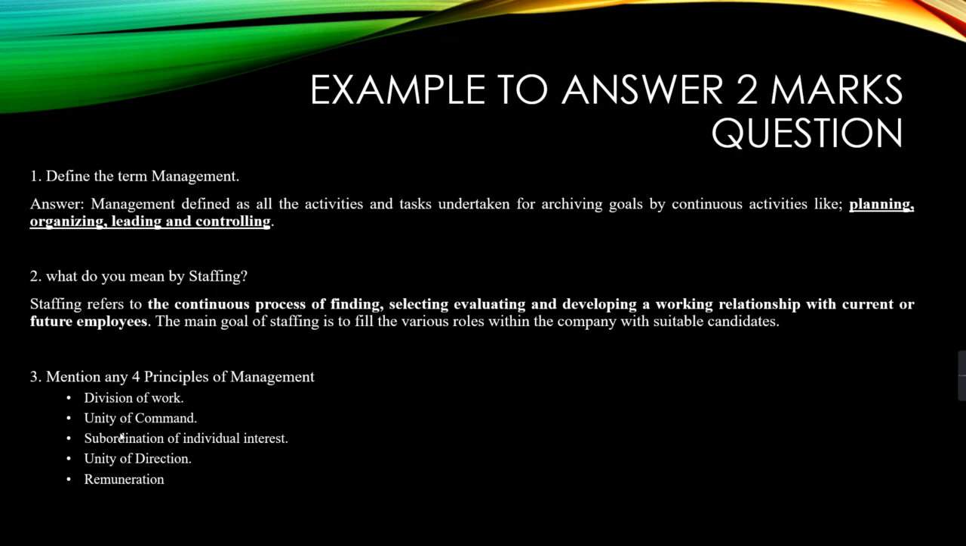You can also give 5 or 6 principles, whichever you know, just to avoid the case where any principle is wrong, by chance you forgot or got confused and wrote something wrong. To make sure that at least 4 are right, so you get 2 out of 2. It is always better to write at least 6 if they have asked for 4.